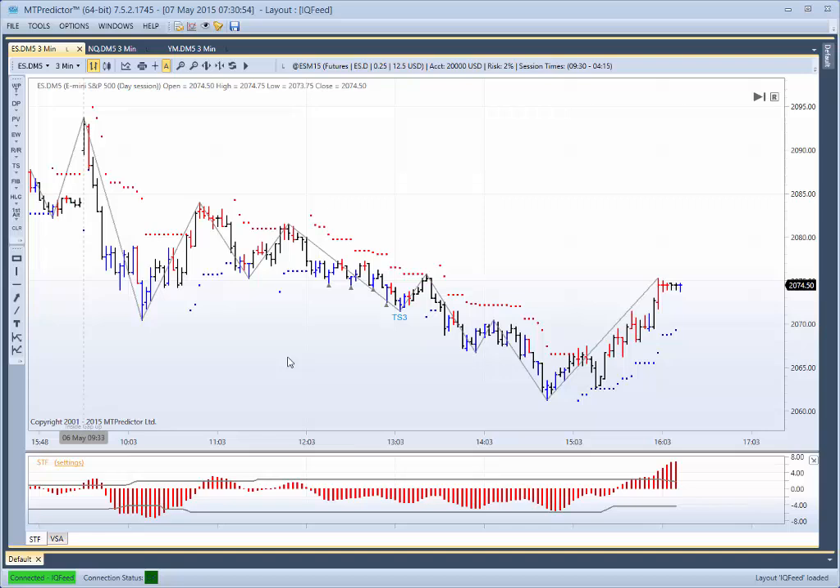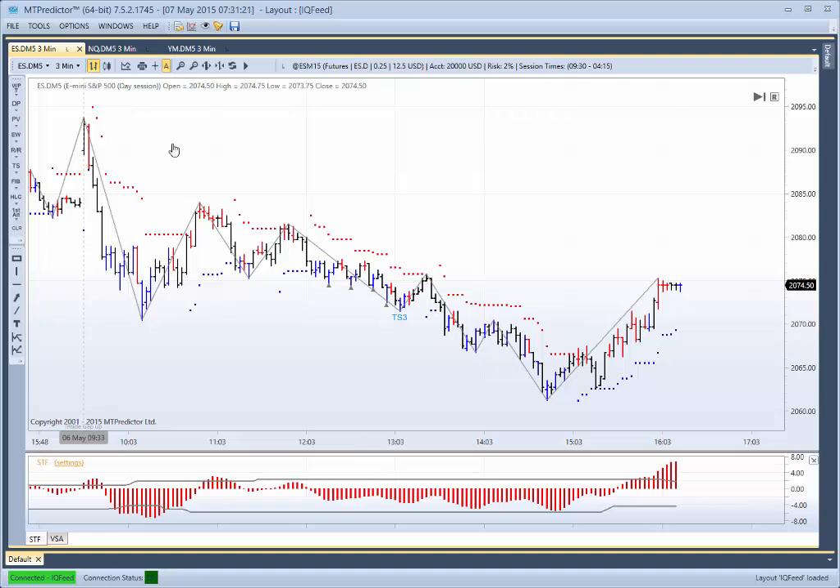A good example was yesterday on the US E-Minis, which was the 6th of May. You can see here, Wednesday, and we had some MTPredictor buy setups in the mid part of the day. So how do we decide whether to take these or not? Well, for our newer traders we have our STF or strong trend filter, which is red for down, blue for up, black for flat. So you can see this was telling you the large degree trend was down and therefore you wanted to avoid those.